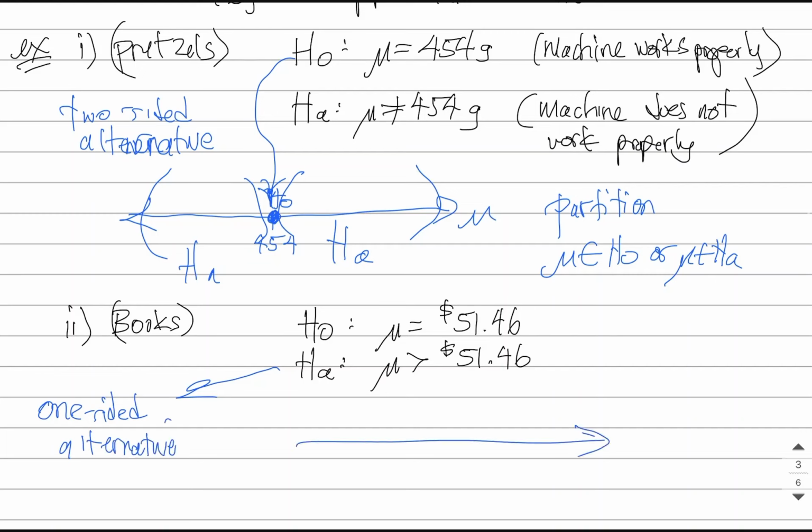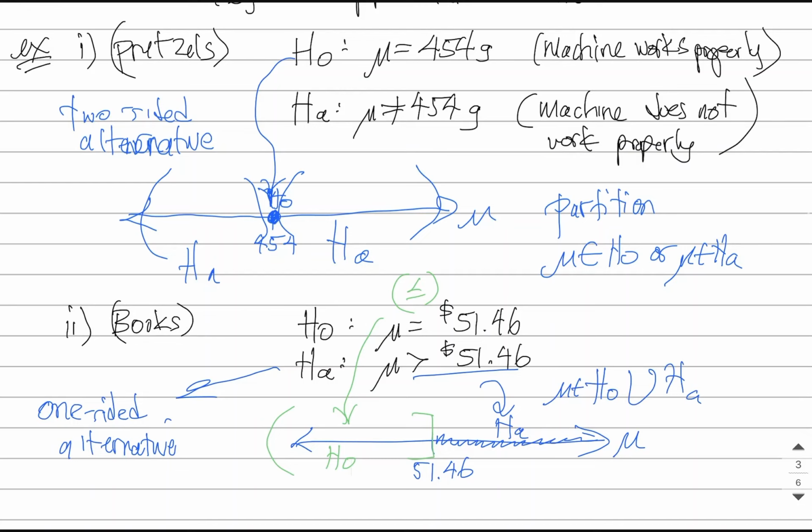Now, mathematically, what we are trying to do is partition all of the possible values of mu. So, in this example, when I say that the null hypothesis is 51.46, we start with that as a starting point. But in actuality, we are going to take the null hypothesis to be everything less than or equal to 51.46. So the null hypothesis is there, and the alternative is here. And what we have done is partitioned all of the mu values into a union. All right? The mu values are found either in H naught or in HA.